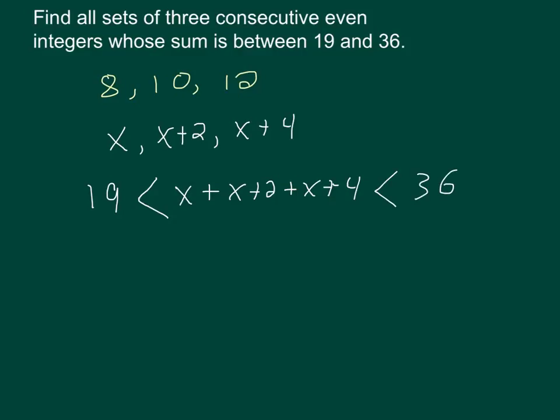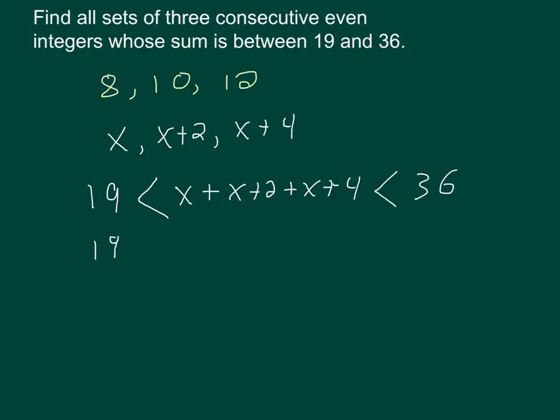Now the common question here would be, does between mean including? What we're going to say is that when we say between, we are talking strictly between. So between 19 and 36 means it can't equal 19 and it can't equal 36. And so therefore we will not include an or equal to here. We're going to keep it just as it is.